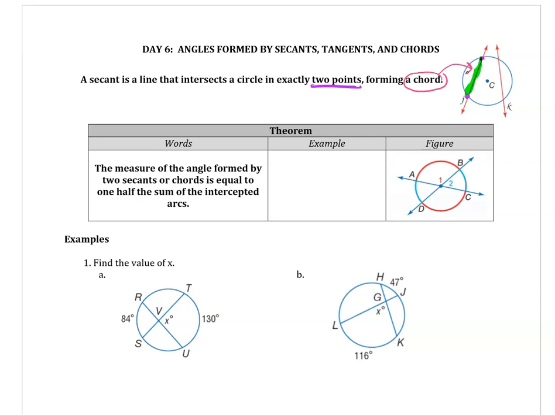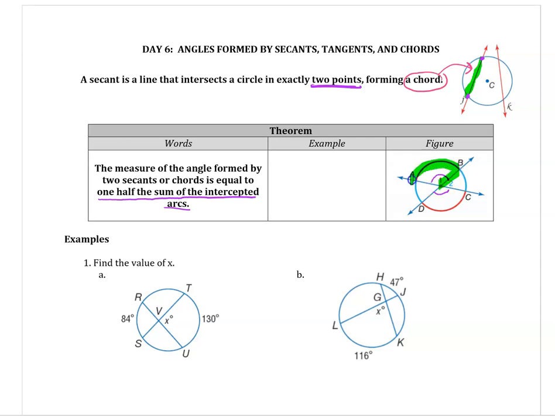So our first theorem has to do with secants. The measure of the angle formed by 2 secants or chords is equal to 1/2 the sum of the intercepted arcs. So here's what this means. If you want to find the measure of angle 1, I want you to focus on angle 1 and its vertical angle.